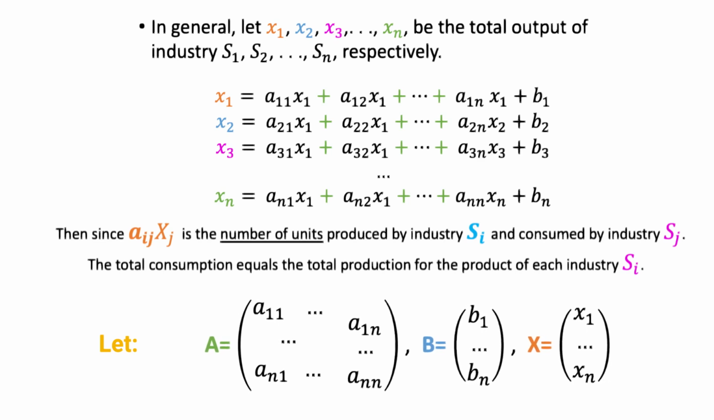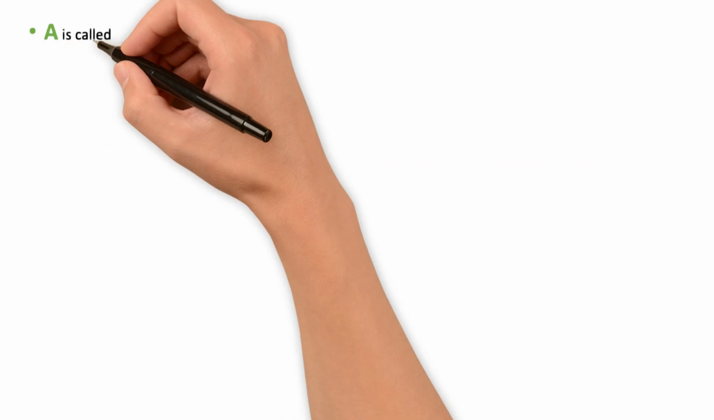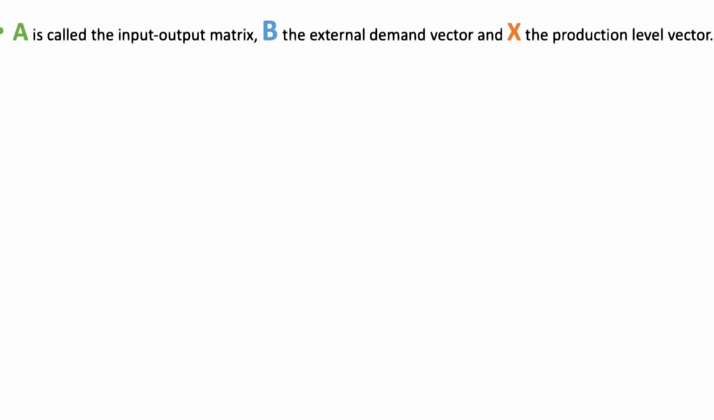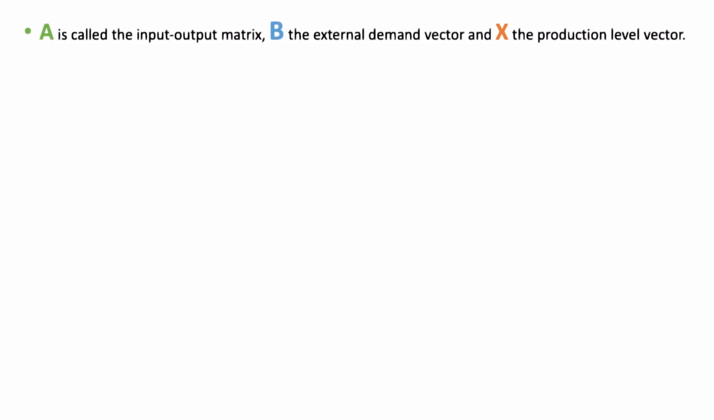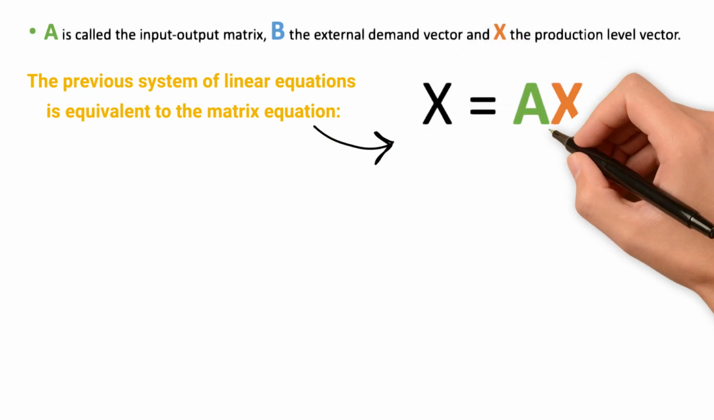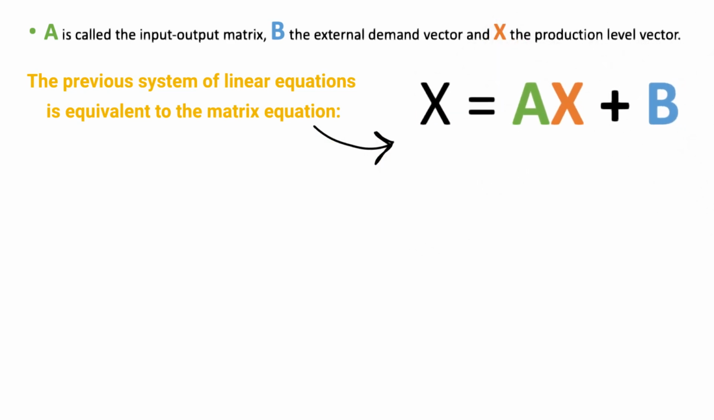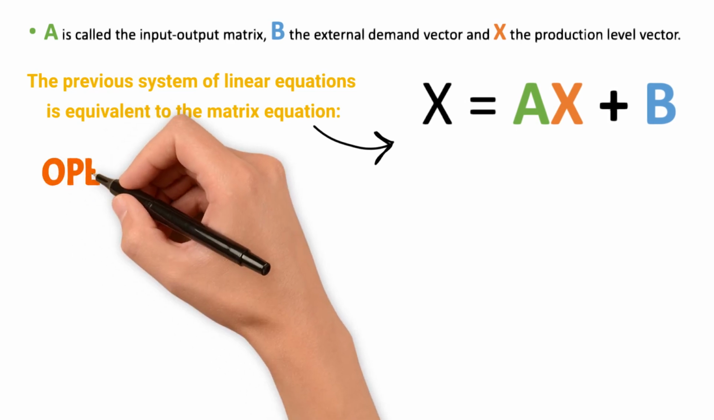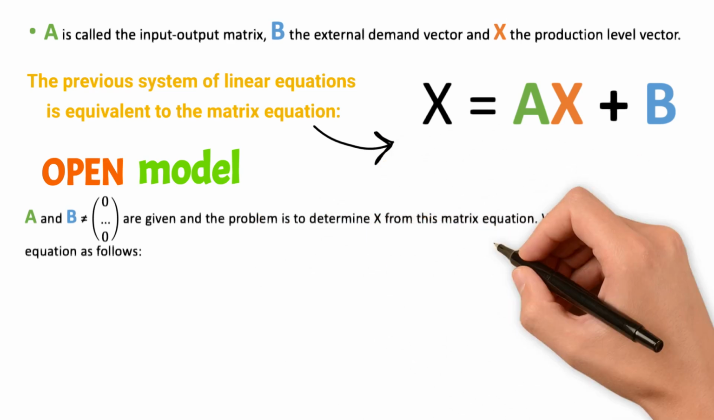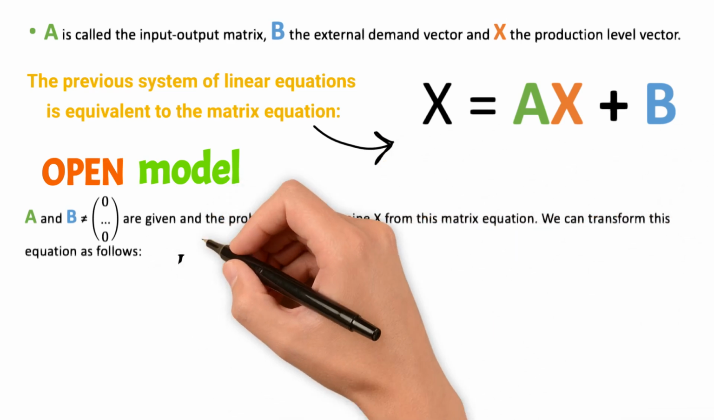Let a matrix A, a matrix B, and a matrix X exist. A is called the input-output matrix, B the external demand vector, and X the production level vector. The previous system of linear equations is equivalent to the matrix equation X equals AX plus B, the open model. So then we have that A and B, different from the zero matrix, are given, and the problem is to determine X from this matrix equation.